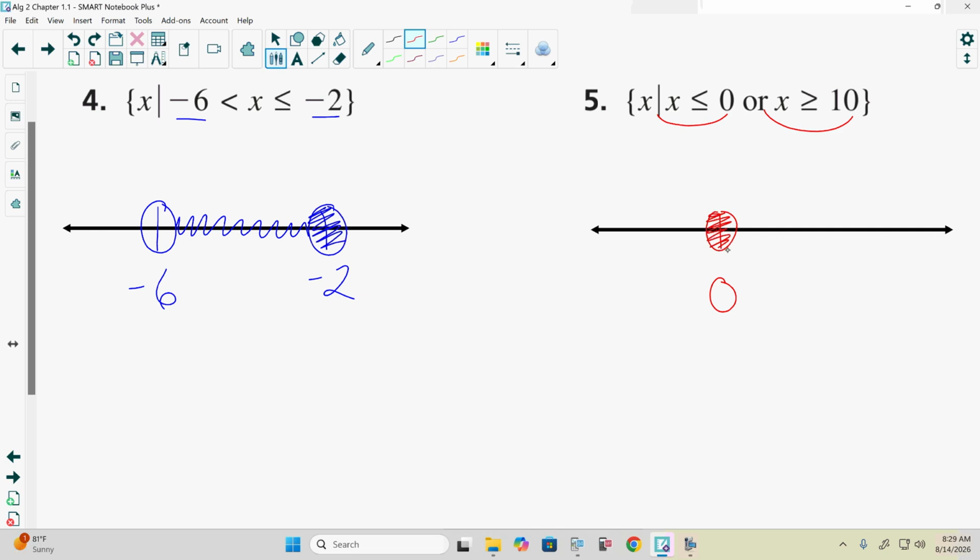Shading left or right? Is x bigger than it or smaller? Smaller. Bigger numbers are to the right. Smaller numbers are to the left, so we would want to go to the left. And again, even though numbers aren't listed, we know numbers that are smaller than 0, yes? So I could pick -1, and is -1 less than or equal to 0? It is, so we shade that way.